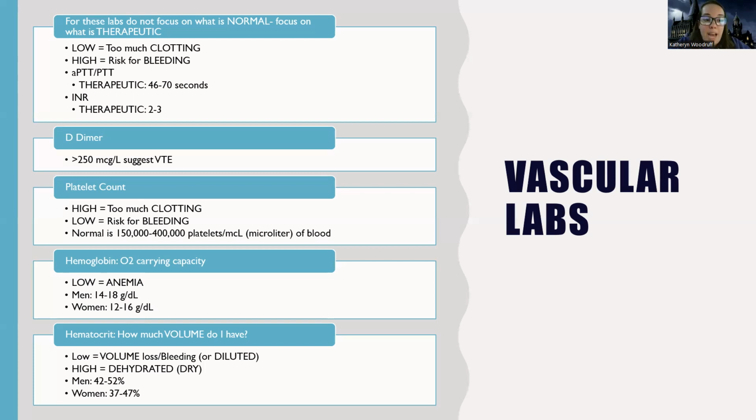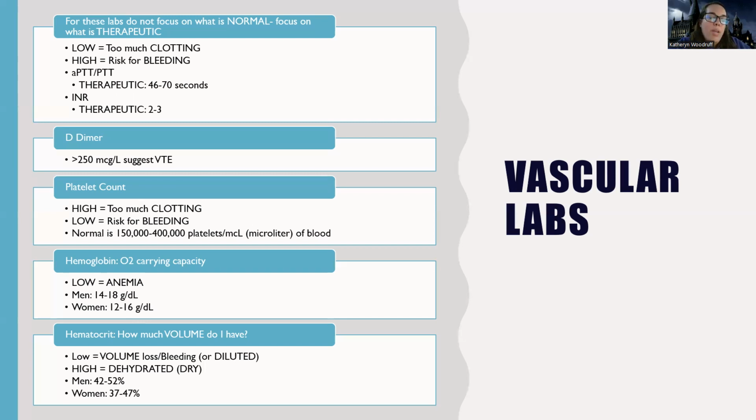Then there's the D-dimer, like I mentioned, that's the one that says, hey, somewhere in your body, you have some sort of clotting products or clotting going on here. The abnormal for that, if it's greater than 250, suggests that there is a blood clot somewhere in my veins.